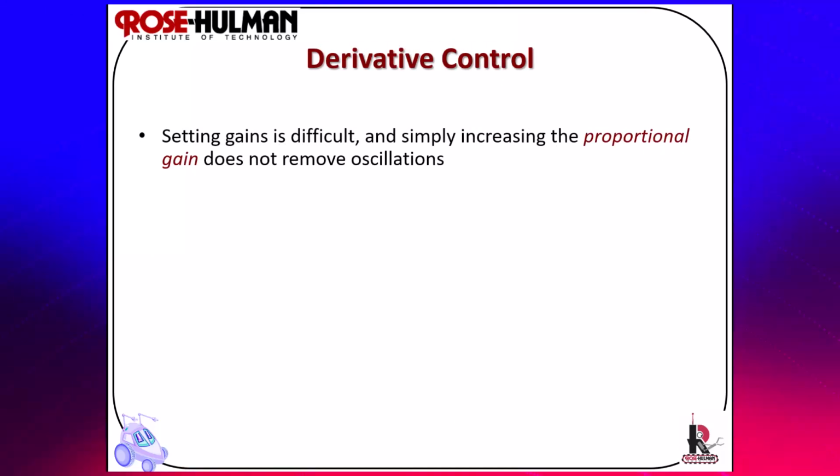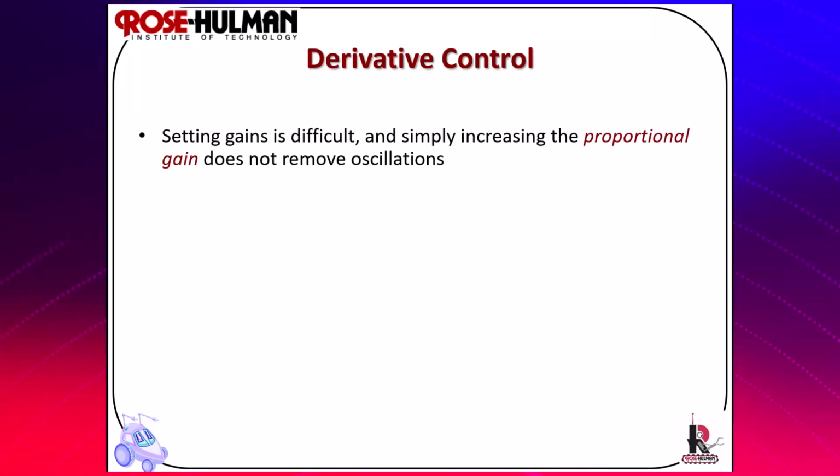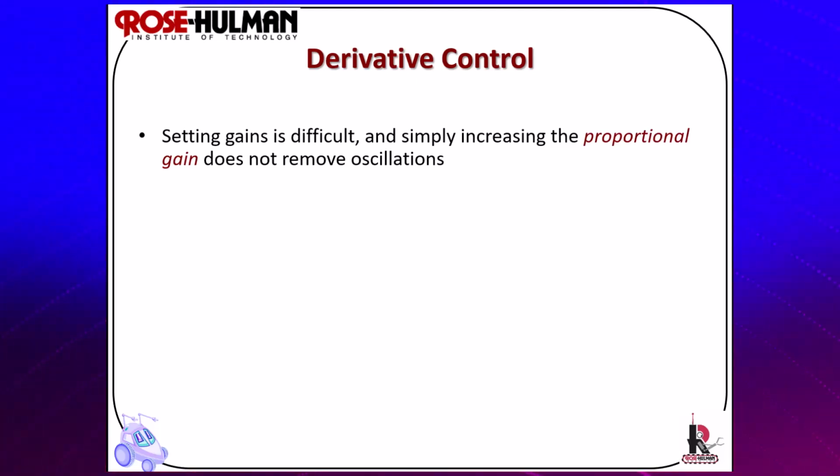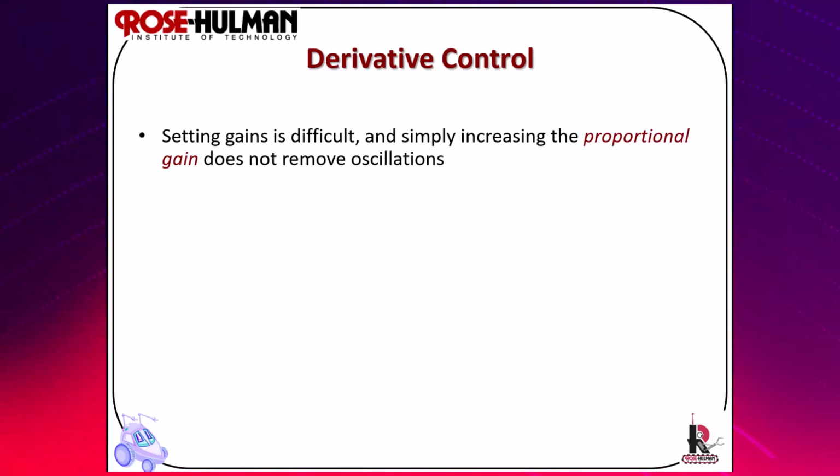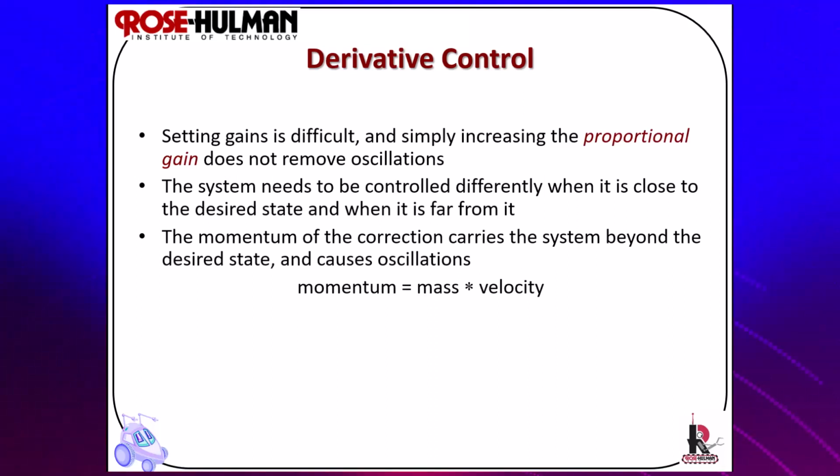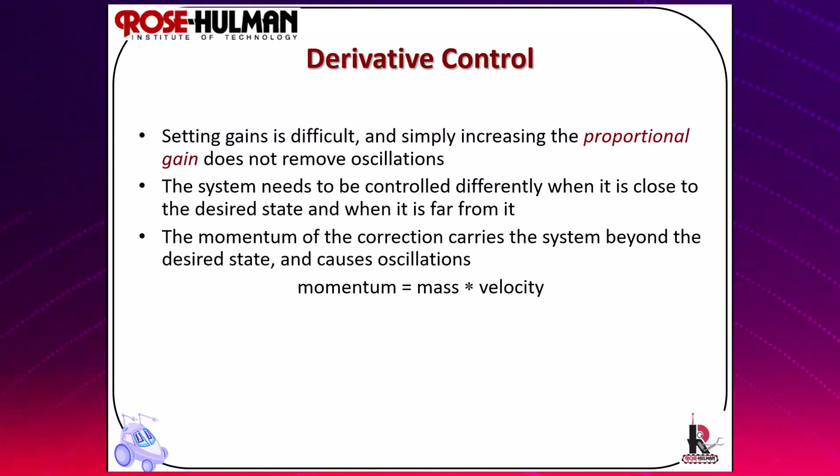That different solution is derivative control. So setting gains can be difficult, and simply increasing the proportional gain we now know does not work because it makes more increasing oscillations and eventually an unstable system. So what you want to do is to add derivative control. The benefit of derivative control is that it is rate control, and so it adjusts for the rate or the quickly changing error in order to correct for that.